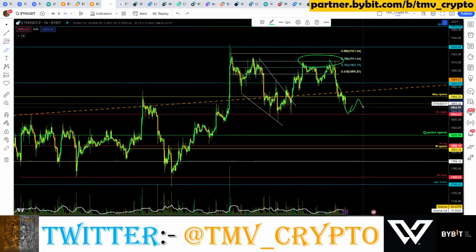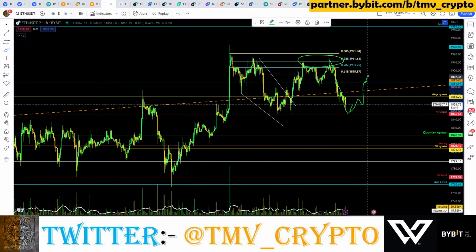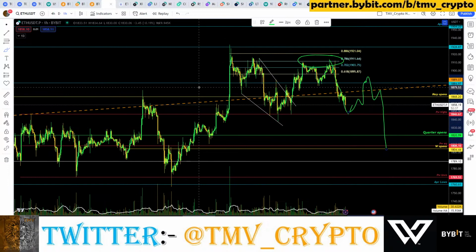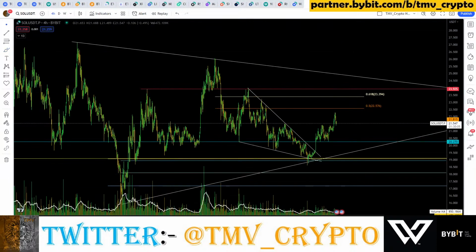But I think we are most likely going to have a retest of $1885 to $1890 from here, maybe even $1895, but I think $1890 to $1895 would make more sense, and from there we can go more down. This is the plan for ETH, guys. Something you should keep in mind.